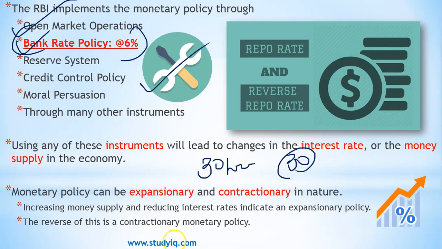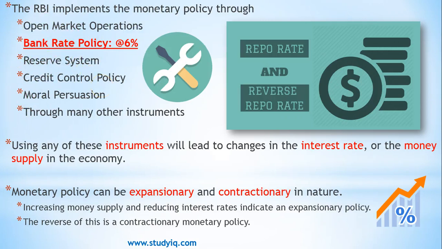So let's see the other tools that RBI has: the reserve system, then credit control policy, moral persuasion, and things like that. Now let's take this bank rate policy, what it is all about. Imagine you have RBI, a central bank, and then you have another bank, SBI, say for example.